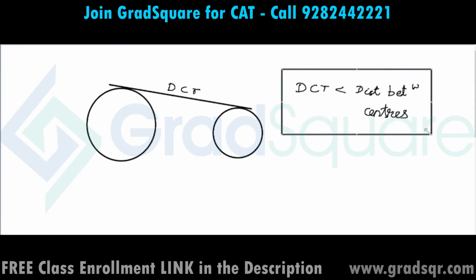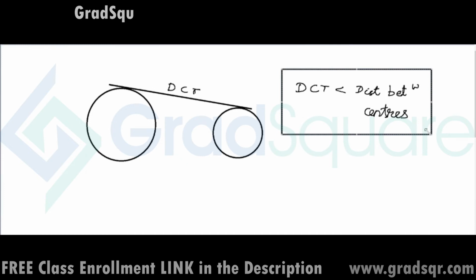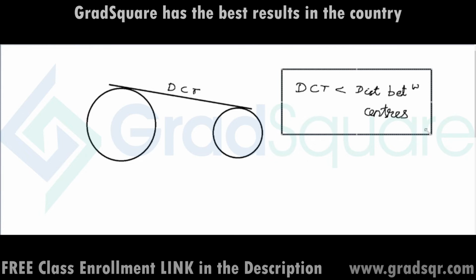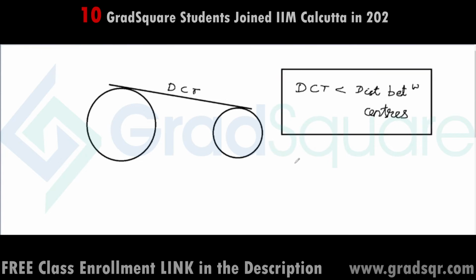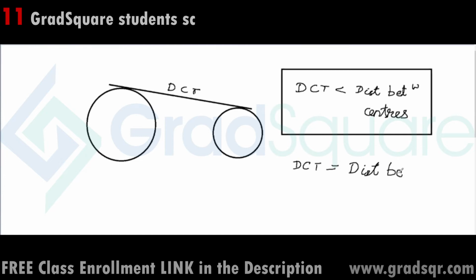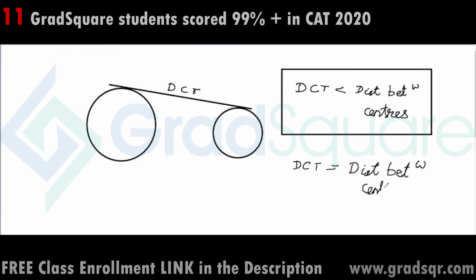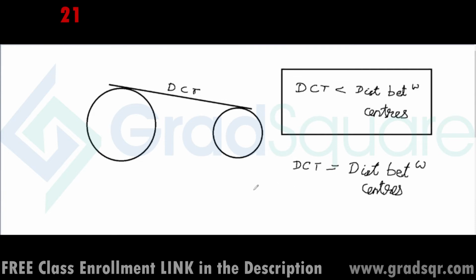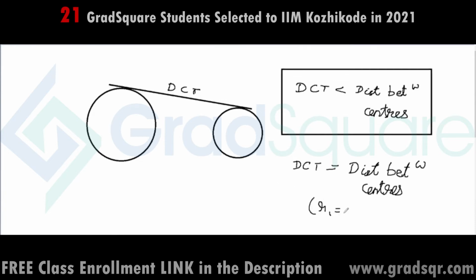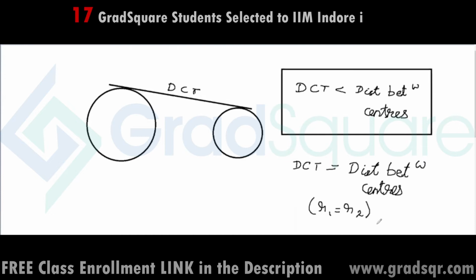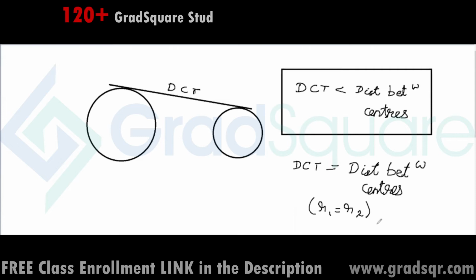Length of direct common tangent between any two circles, be it not touching each other, touching at a point, or cutting each other at 2 points, will always be less than the distance between the centers of the two circles. In one special case though, the length of DCT can be equal to the distance between the centers of the two circles. And this can only happen when the radii of the two circles are equal to each other.